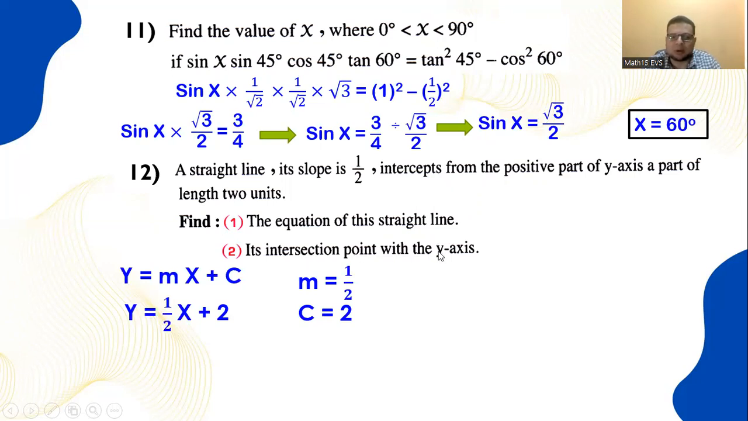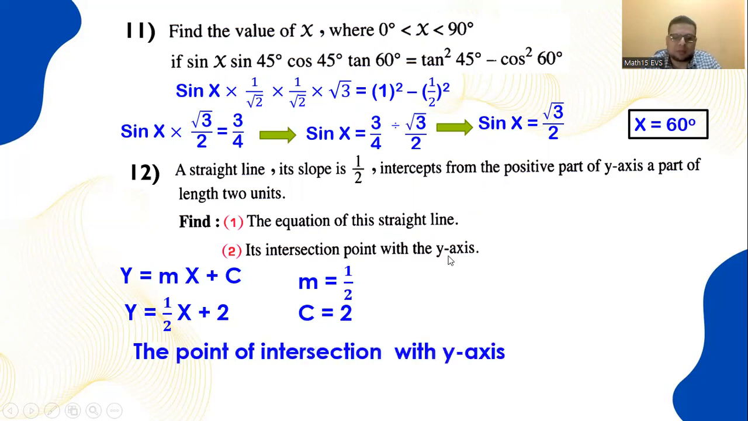And then the intersection point with the y-axis. With the y-axis, you will put x equals 0. Okay, you will put x equals 0. So when you put x equals 0, you will get y equals 2. So the point is (0, 2). This is the intersection with the y-axis.